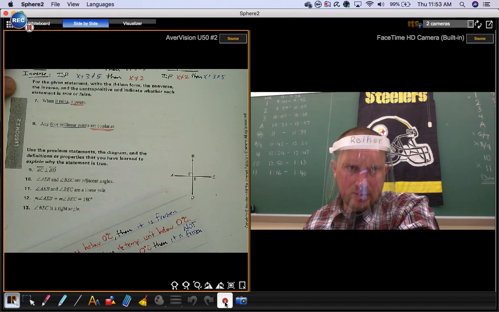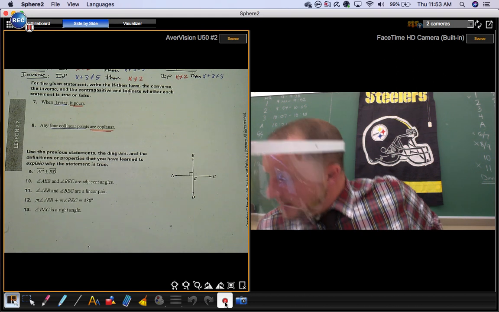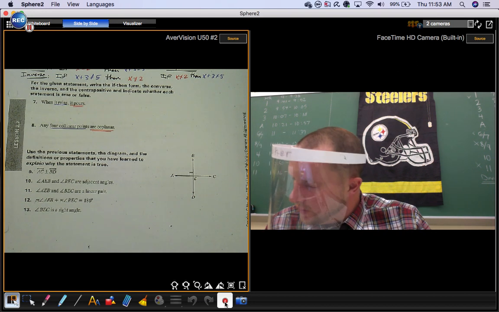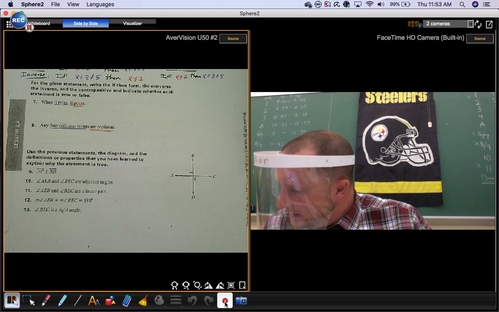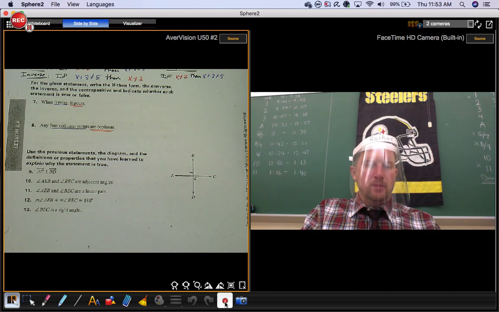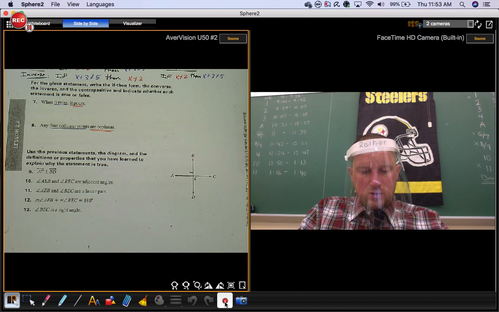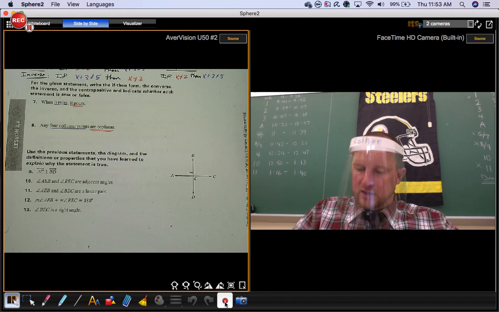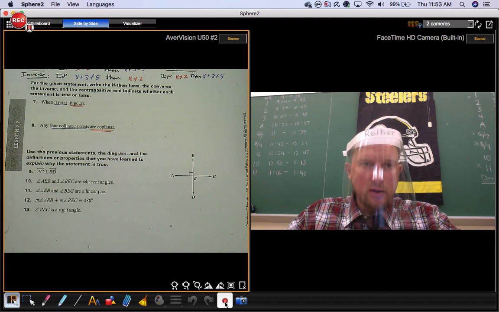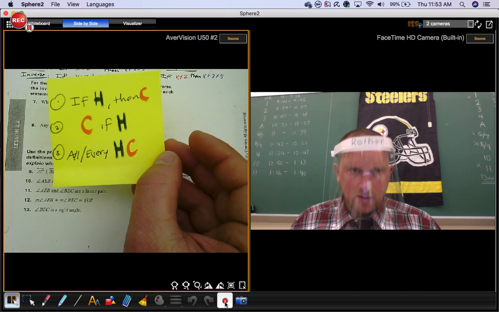Number 7 is from a different section. It says for the given statement, write the if-then form, the converse, the inverse, and the contrapositive, and indicate whether each statement is true or false. So look at number 7. When it rains, it pours. Notice how that's not even an if-then statement. There's no if, there's no then. So you need to work with this again.